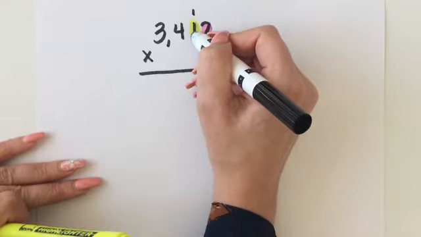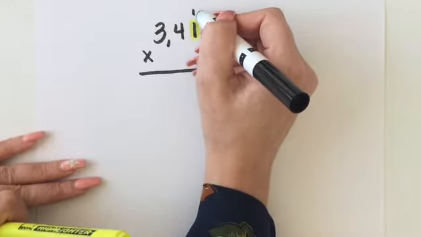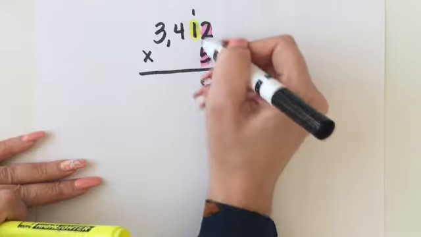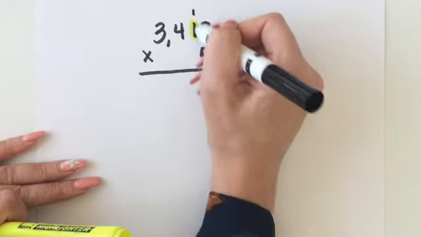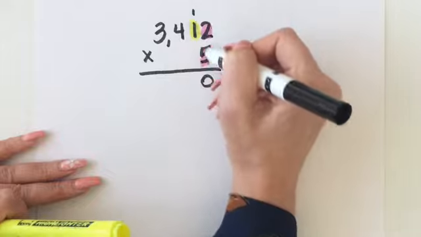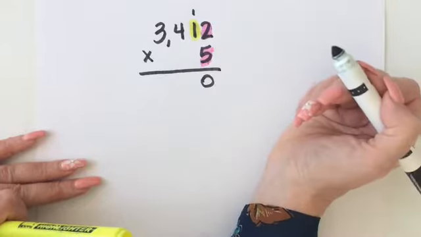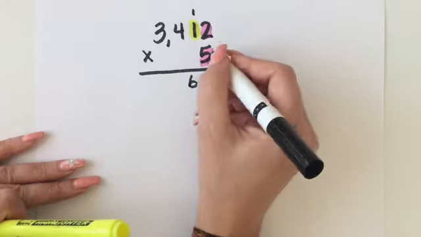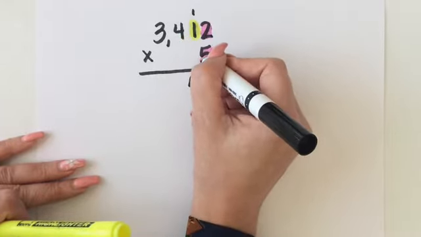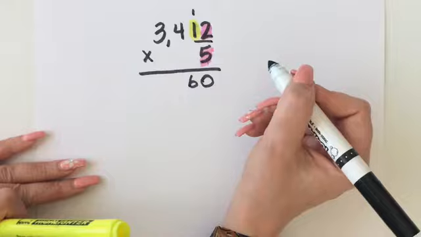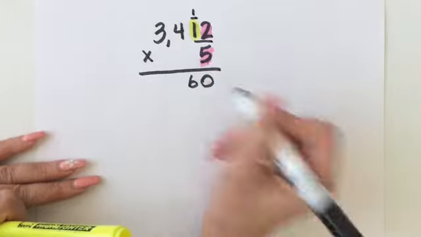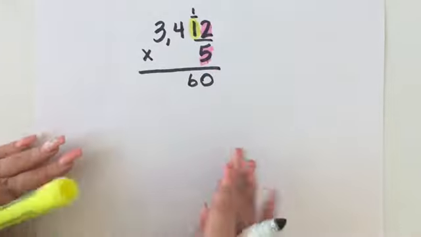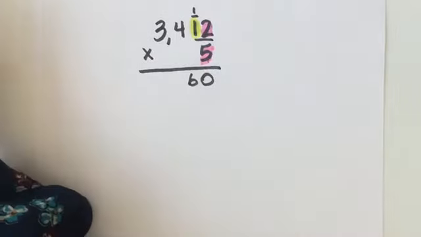So 5 times 1 is 5, but we regroup this 1 from our 5 times 2 was 10, so we regroup that 1. So 5 times 1 is 5, plus 1 more is 6. And that makes sense because 5 times 10 is 50, plus 1 more 10 would be 60. So that makes sense as to why that works.